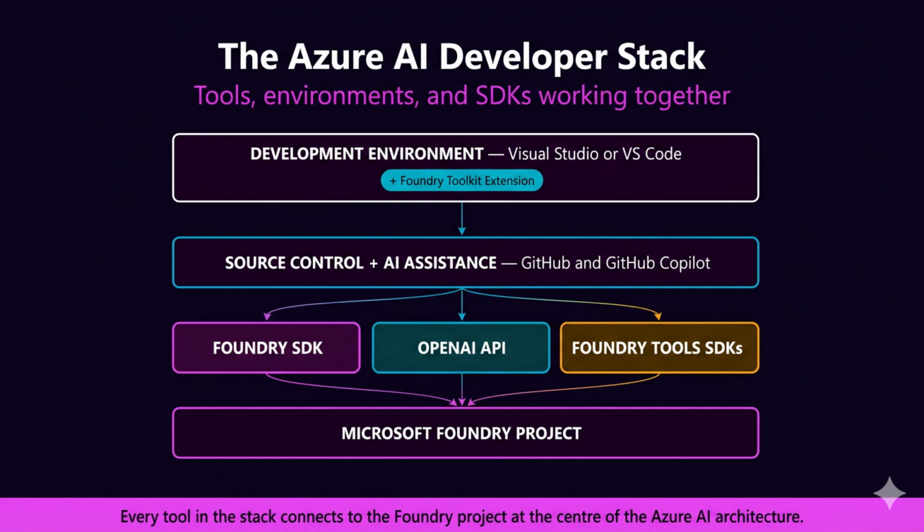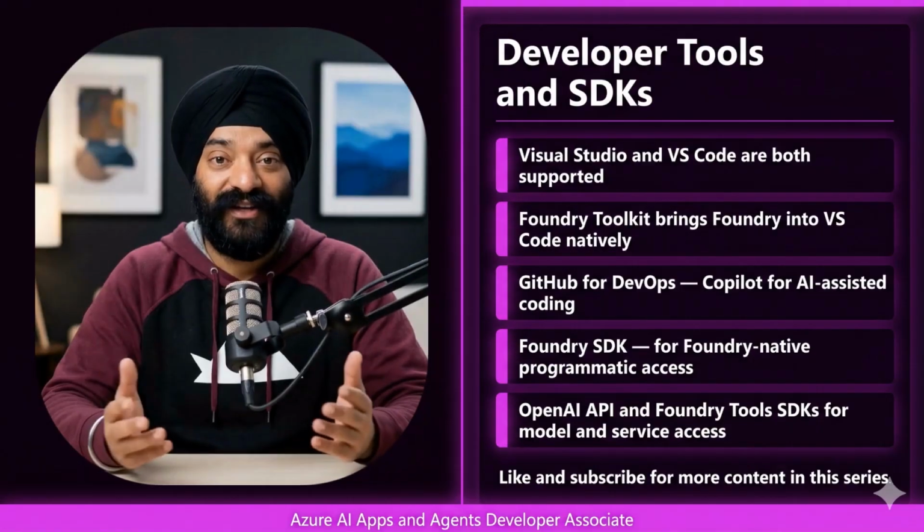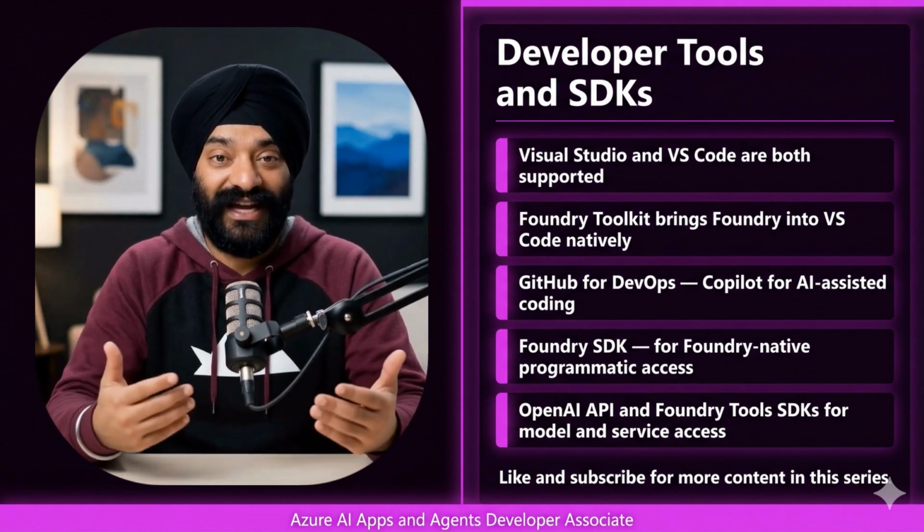The OpenAI API handles OpenAI compatible model access through the Azure OpenAI endpoint. And Foundry Tools SDKs handle the AI service capabilities you need: text analysis, speech, translation, and content understanding. All three SDK layers connect ultimately to your Foundry project, where your models, agents, tools, and knowledge assets live. That is the Azure AI developer stack. Environment, source control, and SDKs all working together around a Foundry project at the center. And that wraps up everything you need to know about developer tools and SDKs.